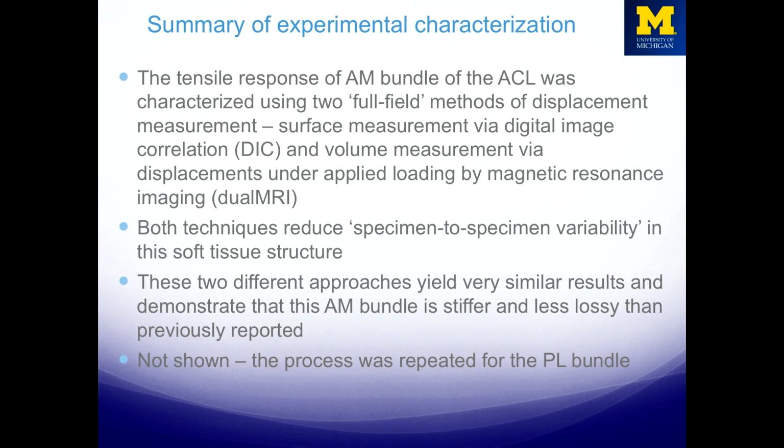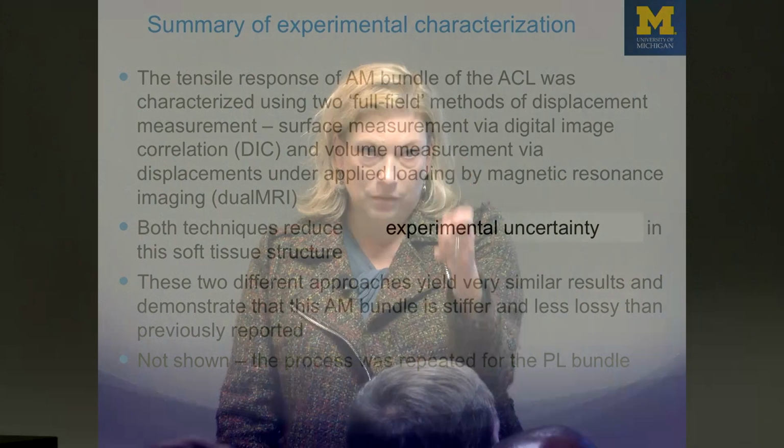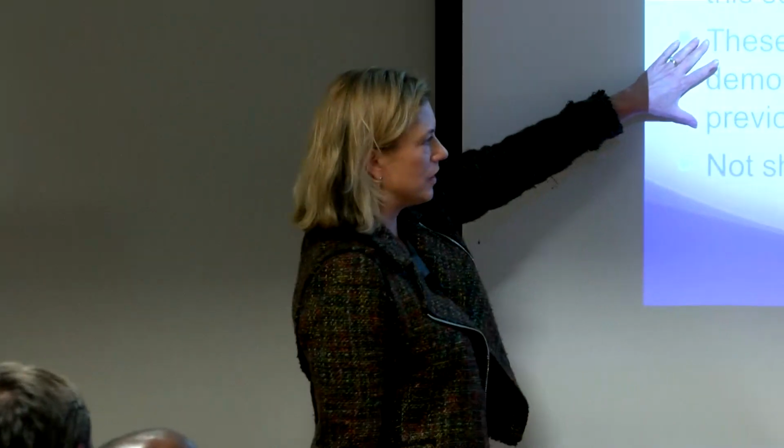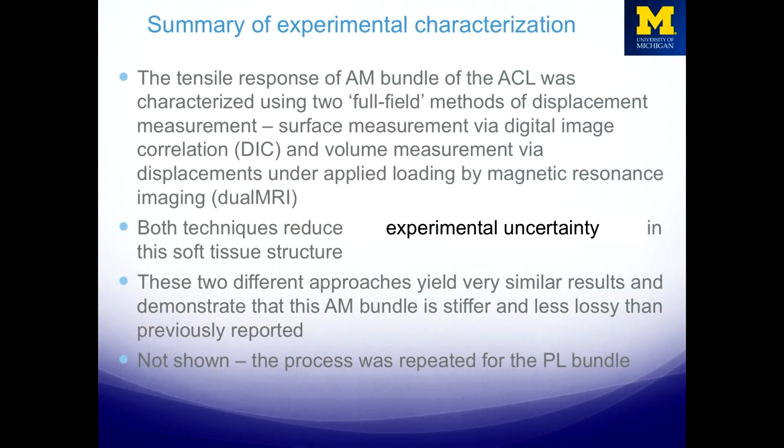Both techniques reduce this specimen-to-specimen variability in soft tissue, or what I like to call experimental uncertainty. The whole idea is if you are measuring a material property, you're measuring a material property. If you're making a measurement and the material property is changing every time you measure it, you're not measuring a material property. So we saw, among other things, that the bundles are stiffer and less lossy than previously reported. And although I didn't show you the data, we saw the same thing for the PL bundle.